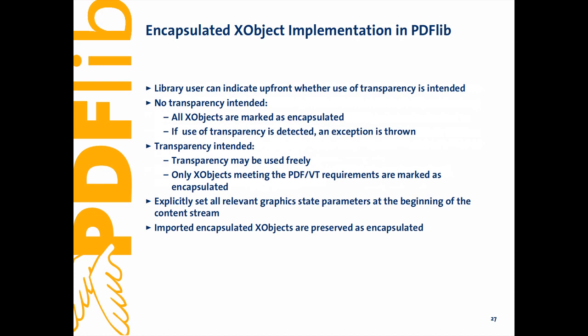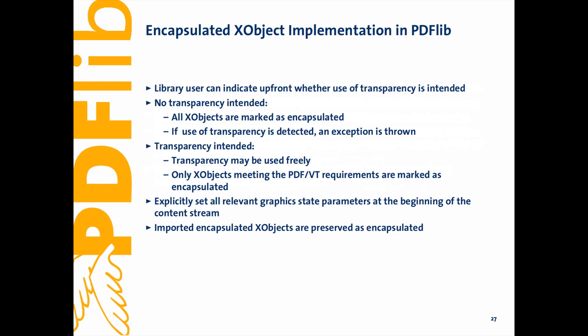And this came out: the library user can indicate upfront when he starts the document whether he intends to use transparency in the document or not. The simple case is that he explicitly tells, I will not use any transparency in the document, because that allows PDFlib to mark all the XObjects in the document as encapsulated. But if the user makes a mistake and actually tries to use transparency, he will get an exception and the document cannot be finished, because that would be a violation. It could no longer be a correct PDF/VT file.